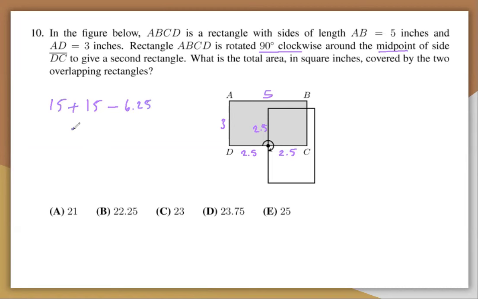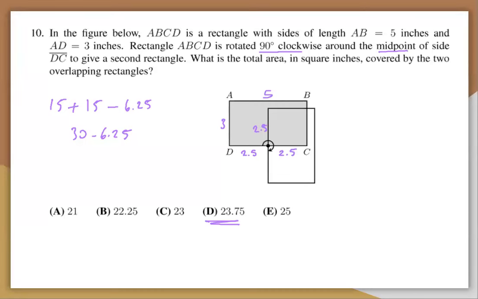Since 2.5 squared is 6.25, I can just remember that. That will be subtracted. So 30 minus 6.25, that looks like we have 23.75. That is choice D. Okay, so let's see the next one.